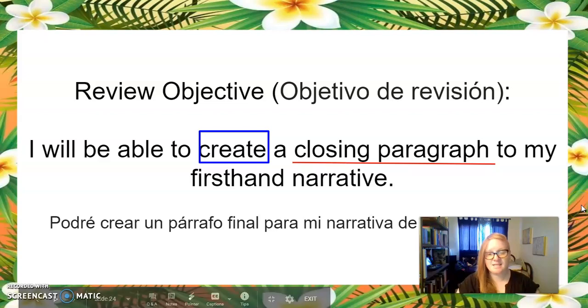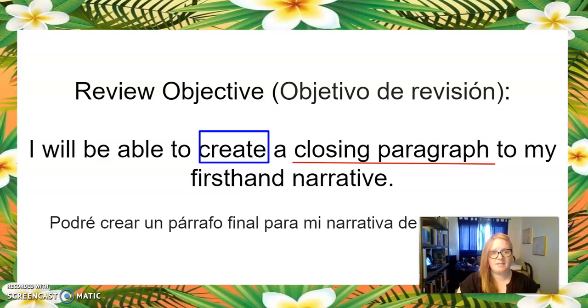All right. Today is a fairly simple day for English language arts. And here is your objective. I will be able to create a closing paragraph to my first-hand narrative.